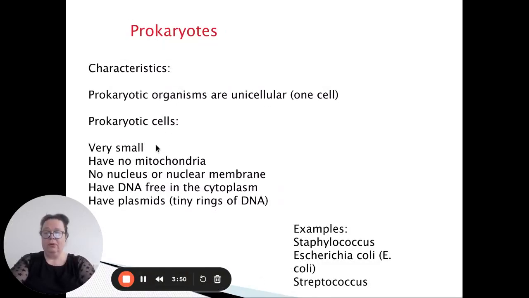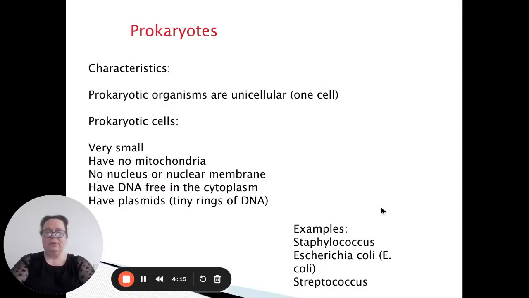They're very small. They have no mitochondria. They have no nucleus or nuclear membrane, which is that membrane around the outside of the nucleus. They have DNA free in the cytoplasm. It's just swimming around. And they also have plasmids, which are tiny, tiny rings of DNA.